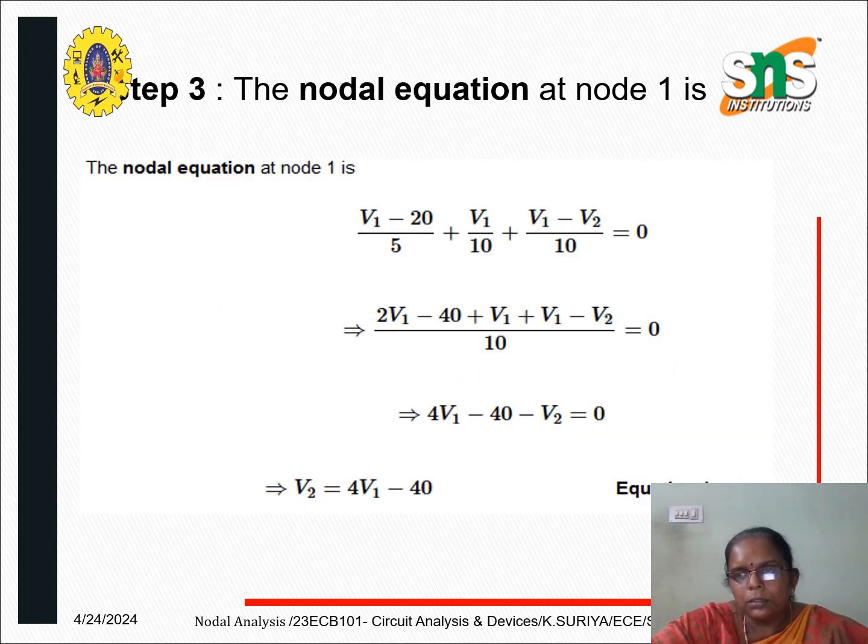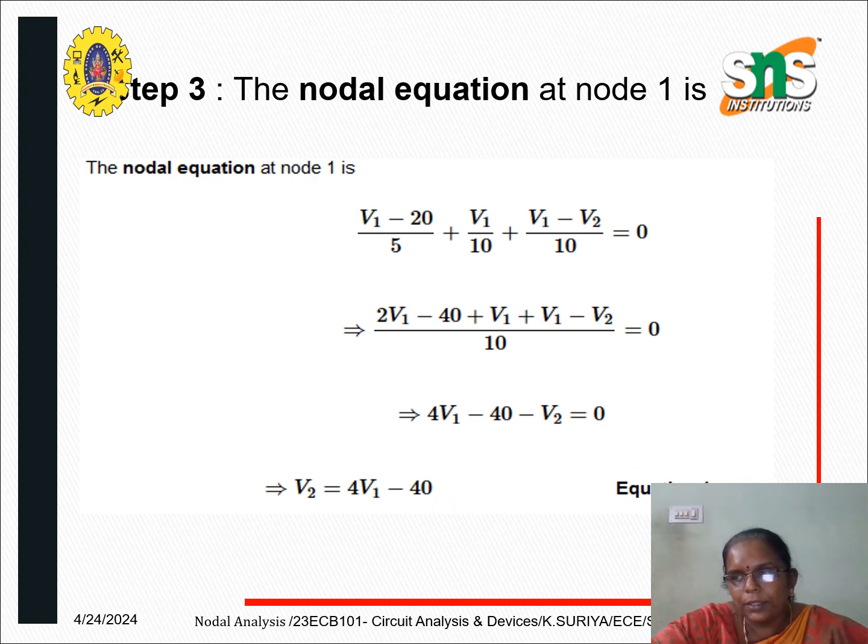We have to write the nodal equation at node 1. You have a voltage source. So (V1 minus 20) divided by that particular resistance 5, plus V1 by 10, plus (V1 minus V2) by 10 is equal to 0. When you solve this, you'll get V2 is equal to 4V1 minus 40.